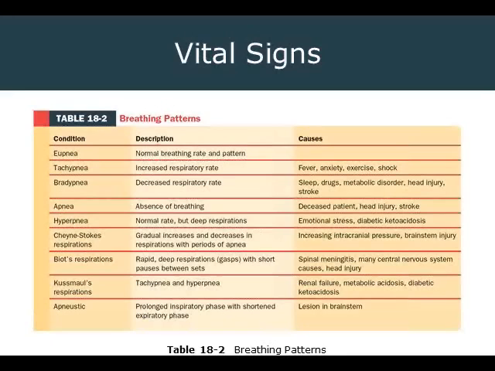Biot's and Cheyne-Stokes, and then the next one, apneustic, all really lean towards a neurologic issue, usually a structural neurologic issue. Apneustic is a prolonged inspiratory phase and shortened expiratory phase, but in reality it's really just all over the place. They maybe breathe deep, they maybe breathe slow. I recommend you look at page 386 and take a look at the graphic representation.